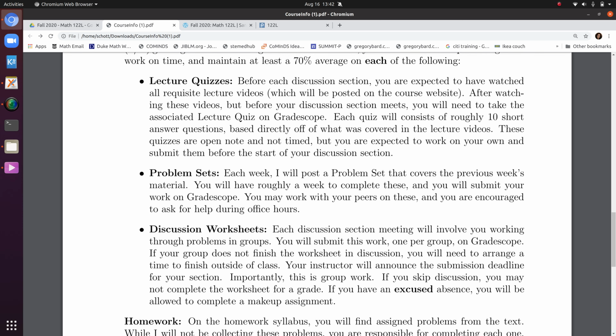The second category is problem sets. So every week I'm going to post a problem set that is typically about maybe 5 questions. These are often a little bit harder than the textbook problems, and also they're an opportunity for you to combine knowledge and not just test one specific skill. You'll have about a week to complete these. They will cover the previous week's material.